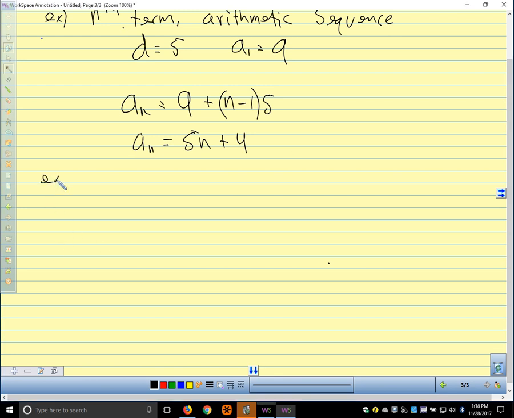Well, let's look at a little more interesting example. Let's find the nth term.